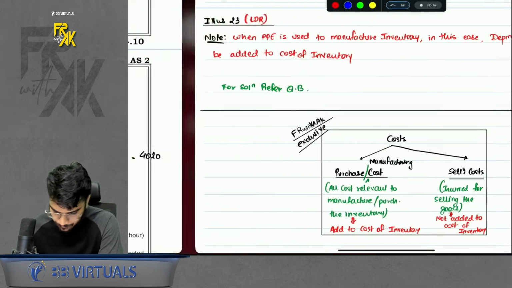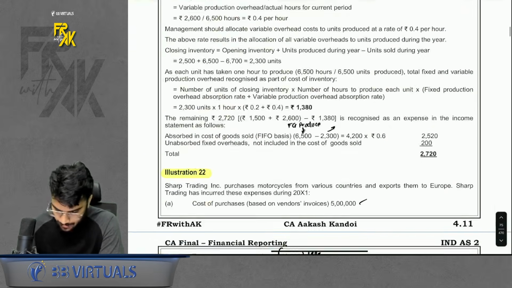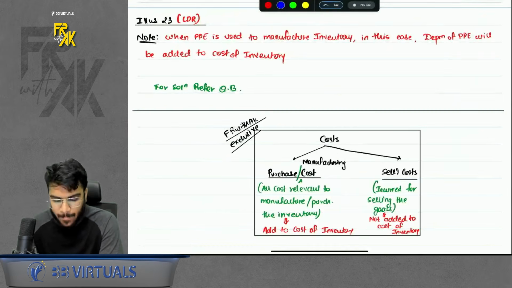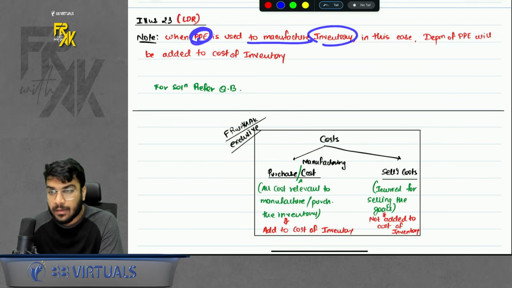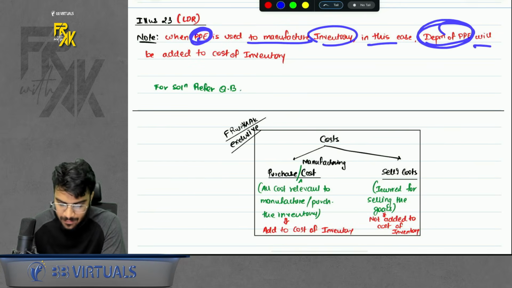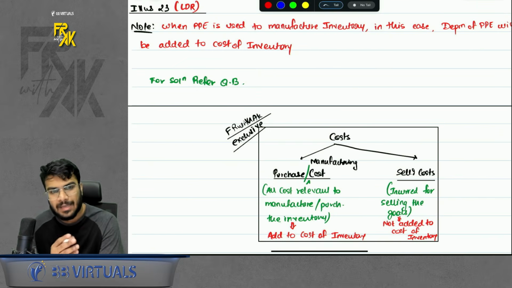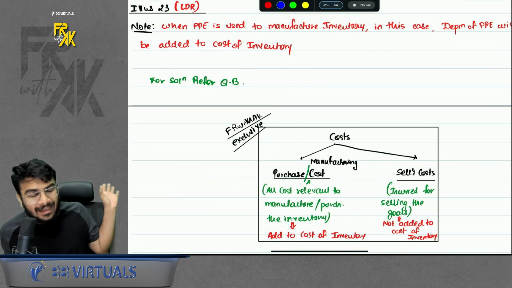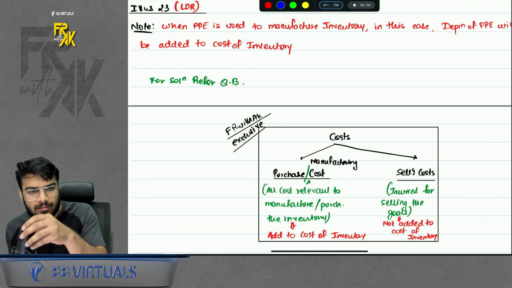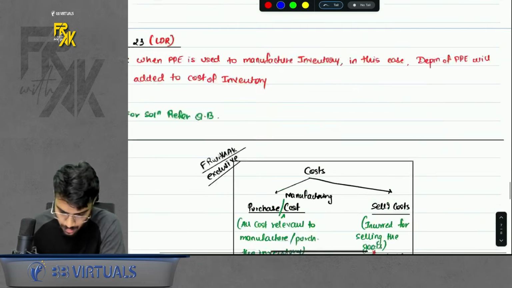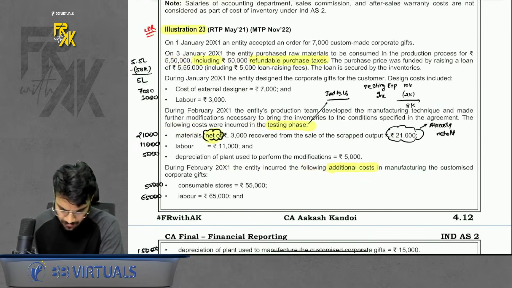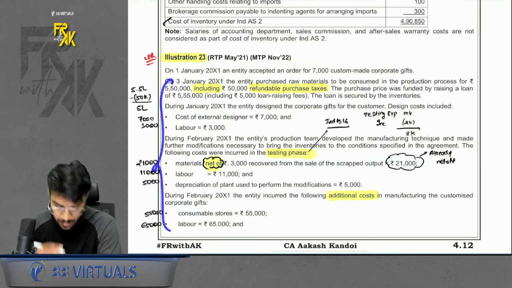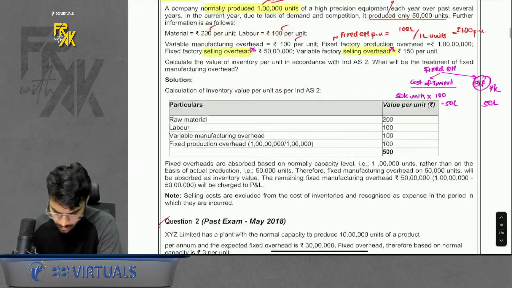Do remember that. So this was illustration number 21. Then illustration number 23 is also a good question. Just remember one concept in this. When PPE is used to manufacture inventory, the depreciation of PPE will be added to the cost of inventory. Let's say I'm using a plant to manufacture this mic, and this is my inventory. Then the depreciation of that plant will get added to the cost of the mic. It will not be transferred to P&L in that case. Various costs are given, and all costs are to be capitalized. Just give this a read with this concept I just told you, and you will understand. It's a very simple question.